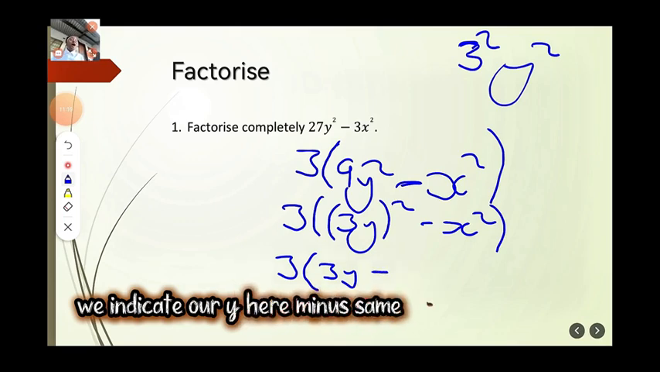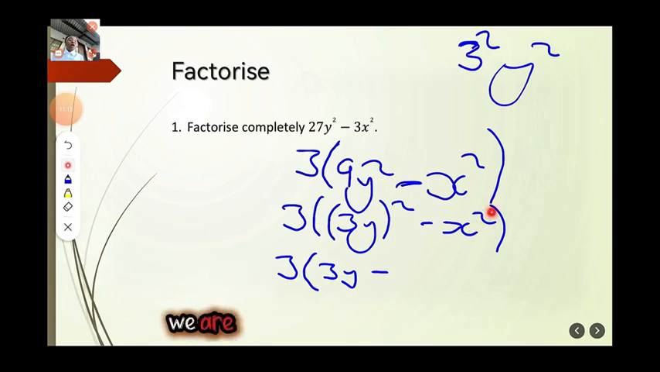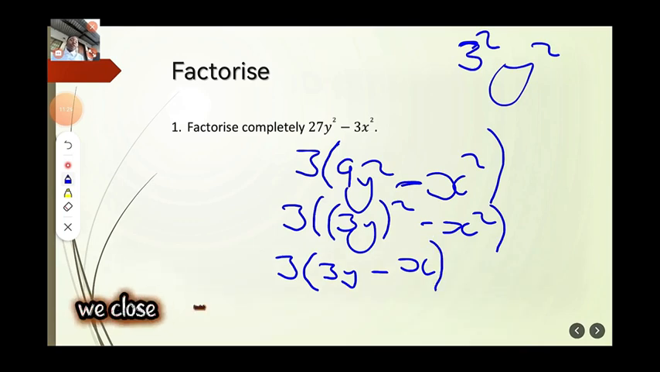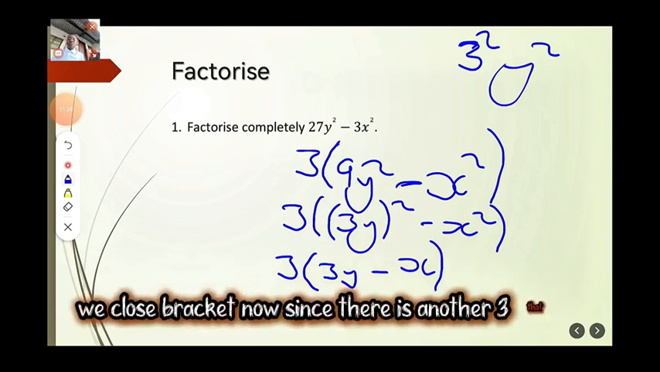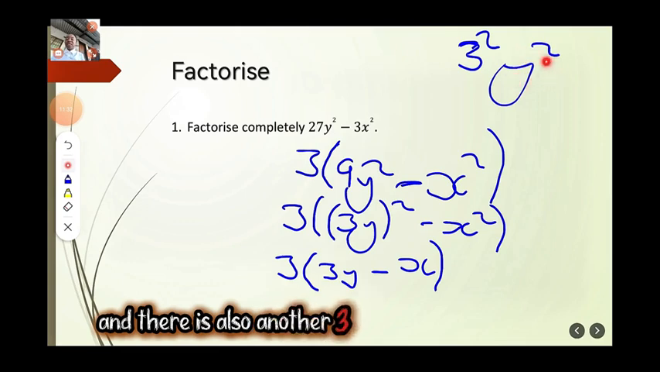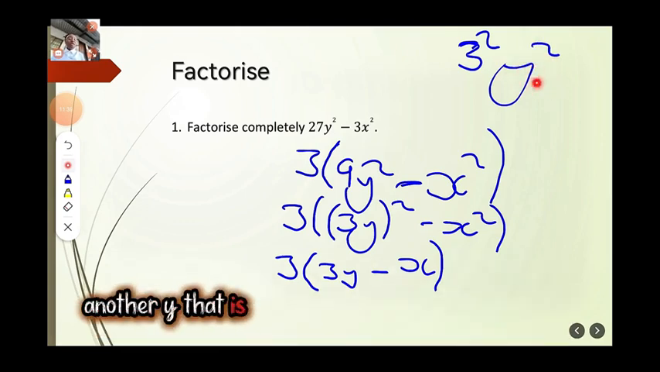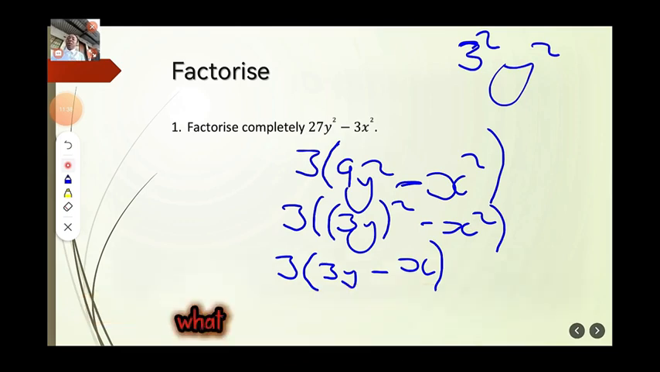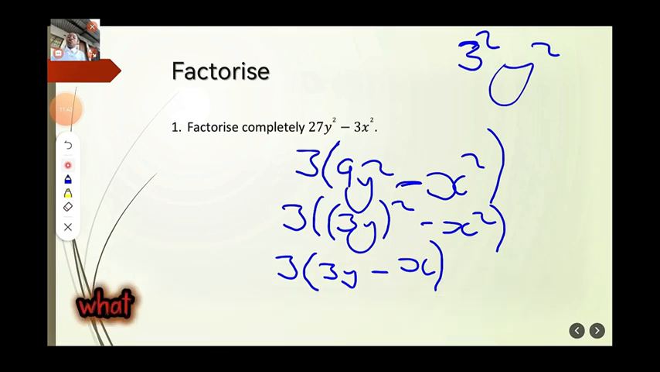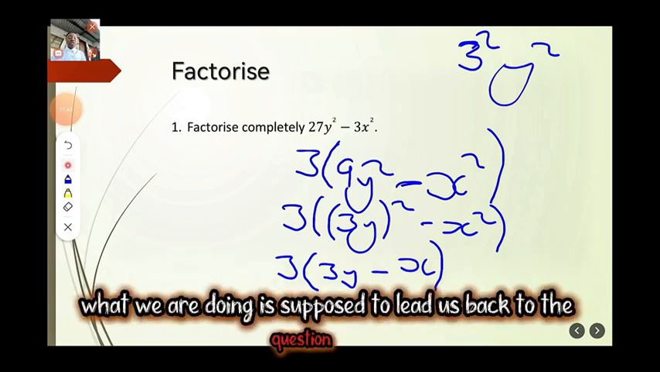Minus. Same here, we're having 2. We are also having how many? 2 x's. We're having 2 y's and we're having 2 3's, sorry. So here we're going to indicate only 1x. We close brackets. Now since there is another 3 that is remaining here, and there is also another y that is remaining here, and also another x remaining here, what are we going to do to those? Since we are factorizing, as we factorize, we bear in mind that what we are doing is supposed to lead us back to the question itself.